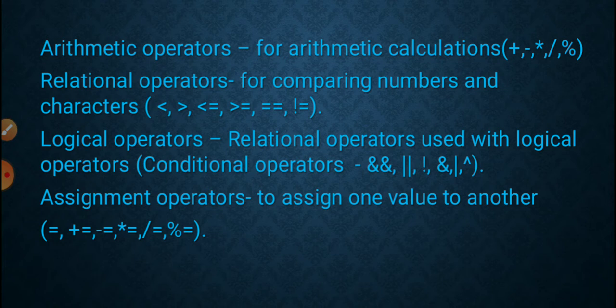Assignment operators are the operators which are used to assign some value to the variable. That is the assignment operator. Examples for the assignment operator are equal, plus equal, minus equal, asterisk equal, slash equal, and modulus equal. That is, the percentage sign is called modulus. So modulus equal. Okay. So these are the operators used in computer language. We will see each and every operator in the next slide.